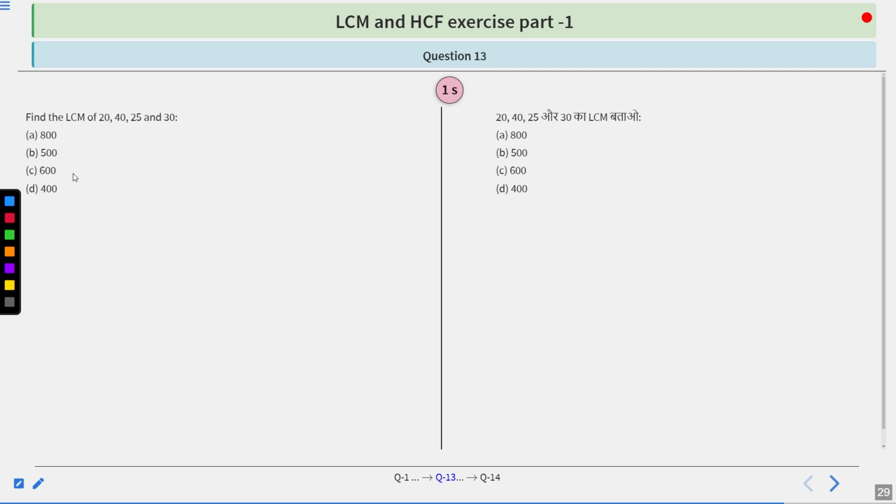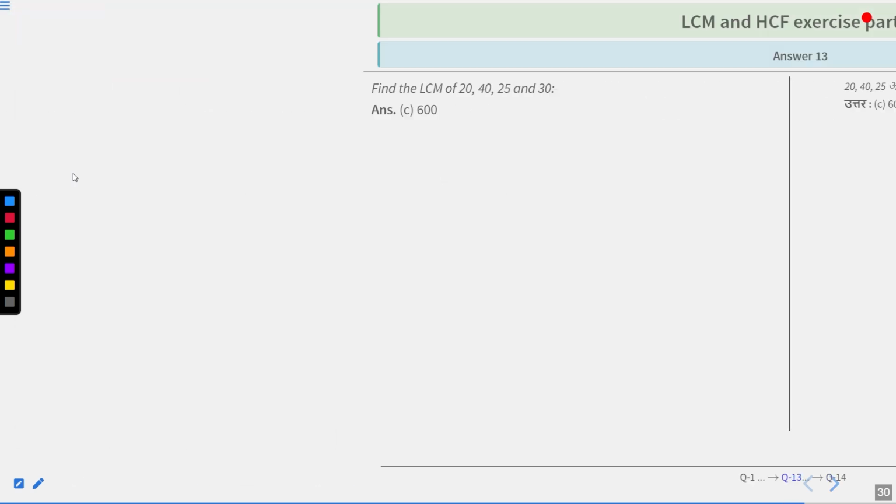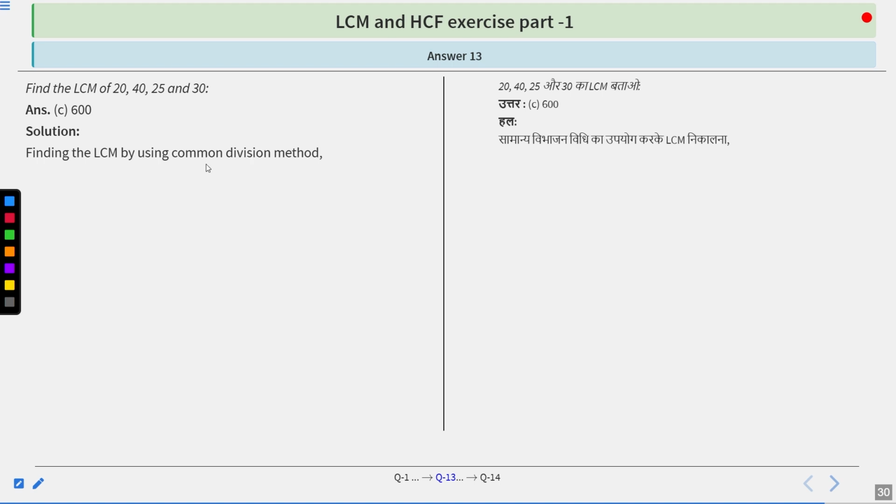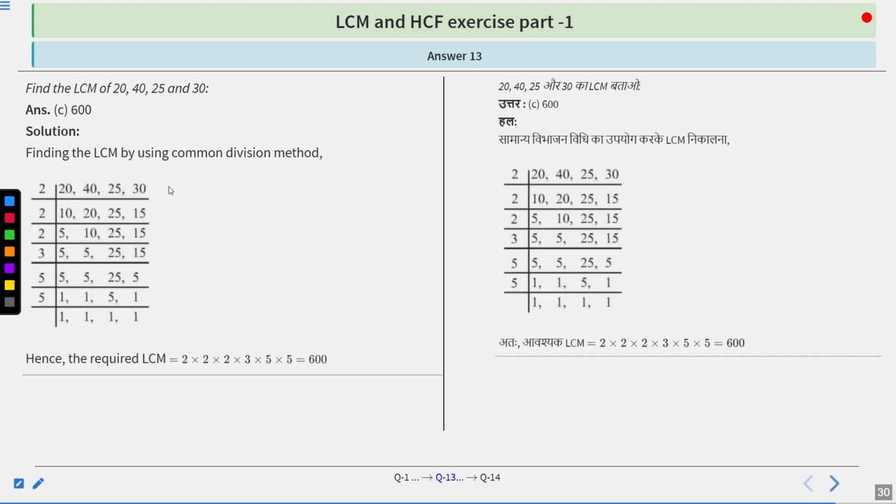Now, we are going to use the common division method. So 20, 40, 25 and 30. These were our numbers. So we will start dividing by the least number, that is 2. 2 into 10 is 20, 2 into 20 is 40. 25 is not divisible, so we will write it as it is. And 2 into 15 is 30. Again, from 2, we get 5, 10, 25 and 15.